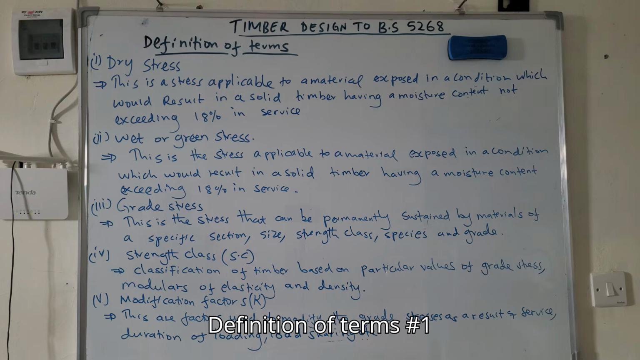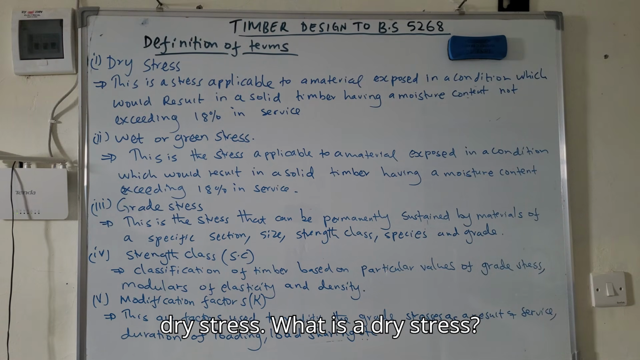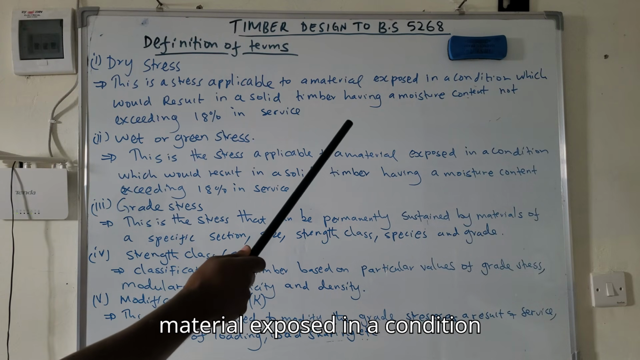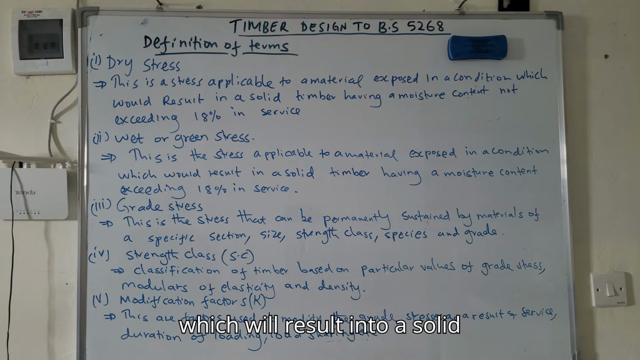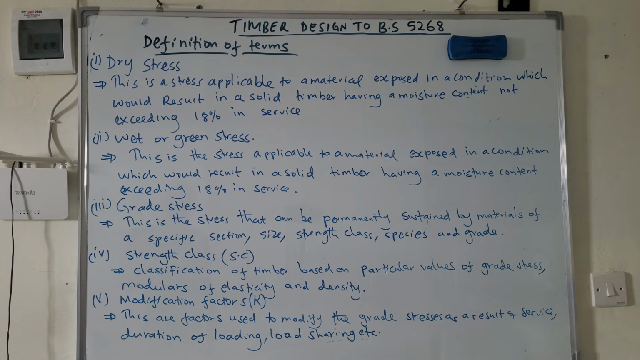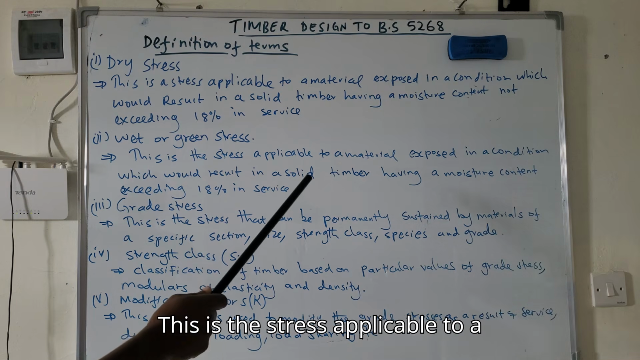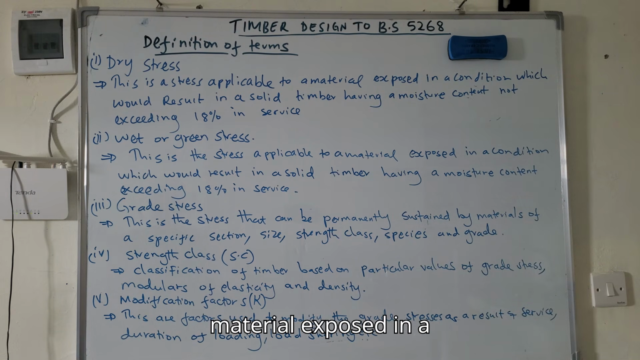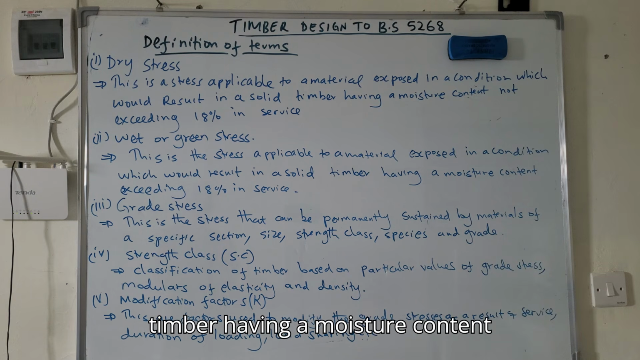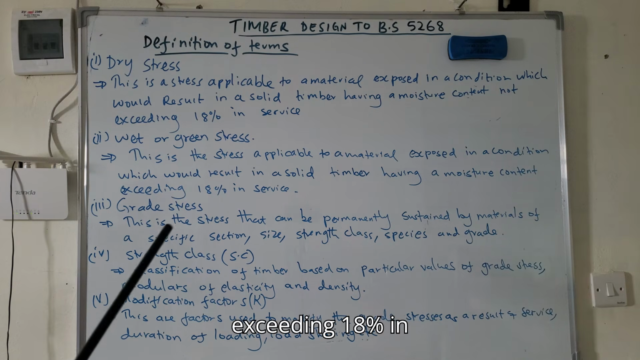Definition of terms. Number one, dry stress. What is a dry stress? This is a stress applicable to a material exposed in a condition which will result in a solid timber having a moisture content not exceeding 18% in service. Number two, wet or green stress. This is the stress applicable to a material exposed in a condition which will result in a solid timber having a moisture content exceeding 18% in service.